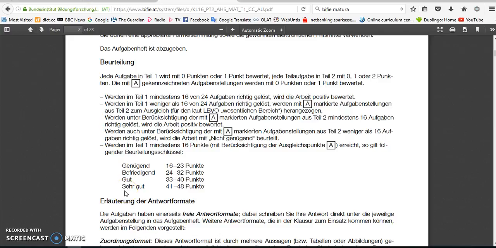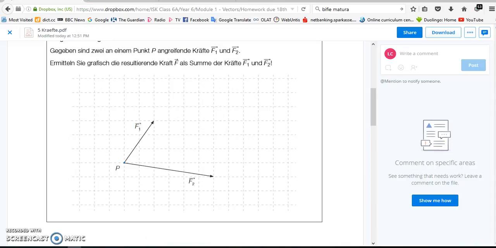If you have any questions about any of the exercises that we've been through here, or about how the Matura is structured at all, then write them down and we can deal with them next week in class.